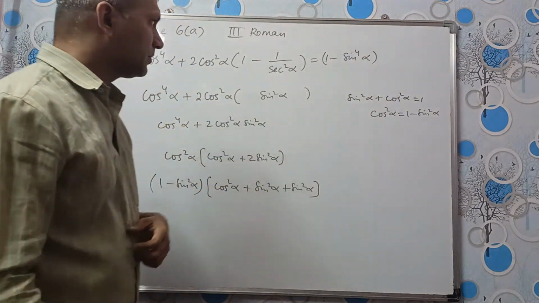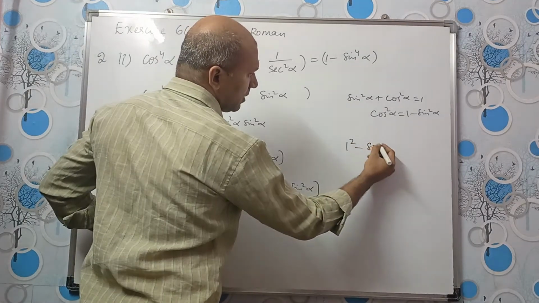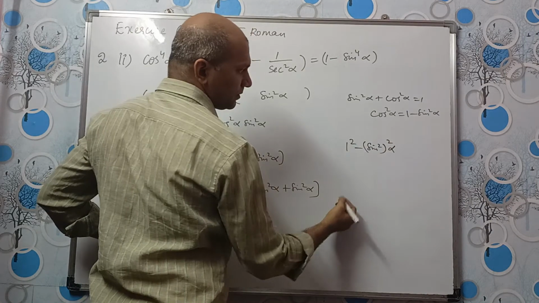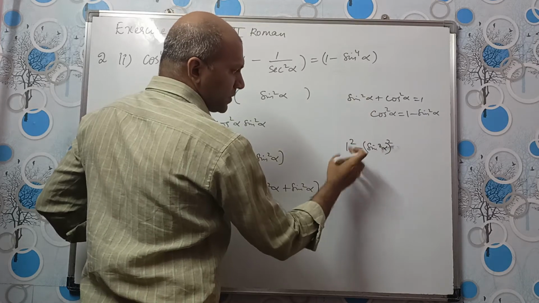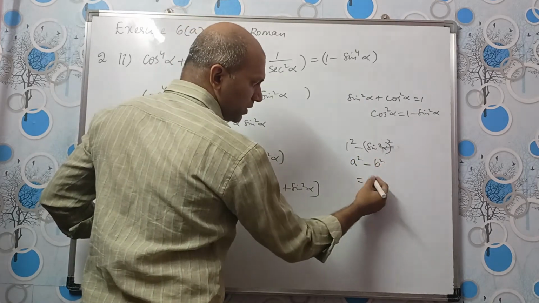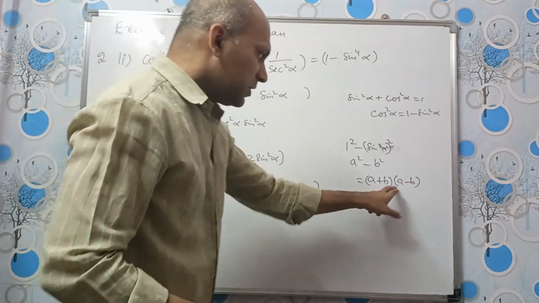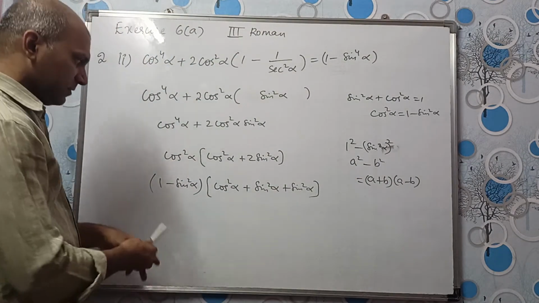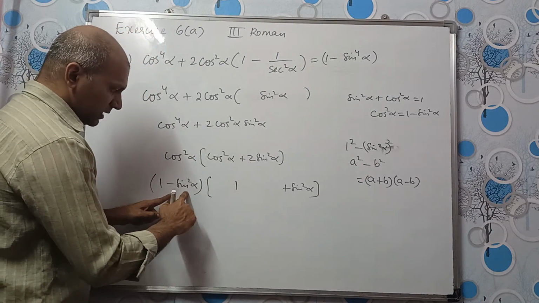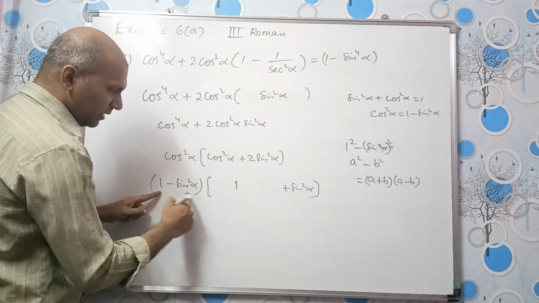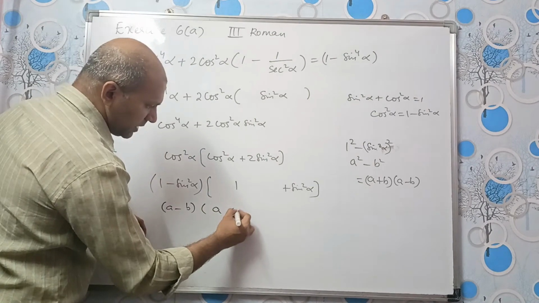How can we get that? See, if you consider this, this is like this, right? Or sine square alpha whole square, right? So we need this form, a square minus b square form. A square minus b square means a plus b, a minus b we need, right? Same terms with different signs we need. Okay, see, we got that. Cos square plus sine square, it is equal to how much? It is equal to 1. See, 1 minus sine square, 1 plus sine square. It is like a minus b, a plus b. A minus b multiplied by a plus b, right?